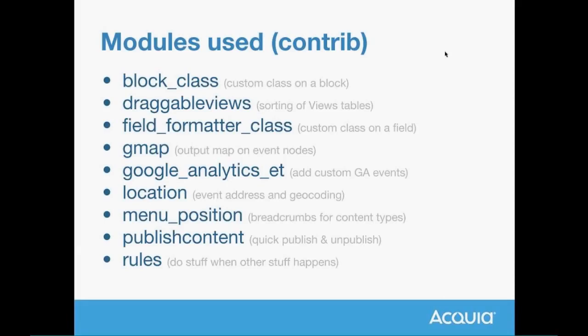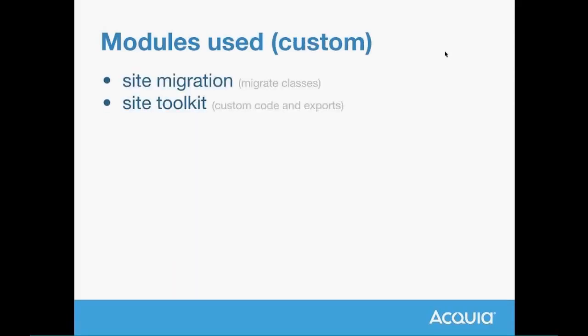The other one, menu position, is for breadcrumbs. So you can say, okay, all event nodes should fall under the upcoming events menu item. So then they get the right breadcrumbs. Just simple things like that. And that's pretty much the main part of the main modules we used for the site. And views bulk operations, obviously. And that's pretty much it. Custom modules, the migration module, and the toolkit module, and that's it.